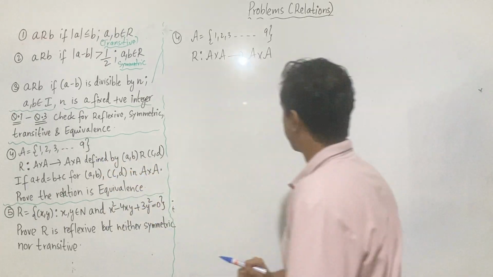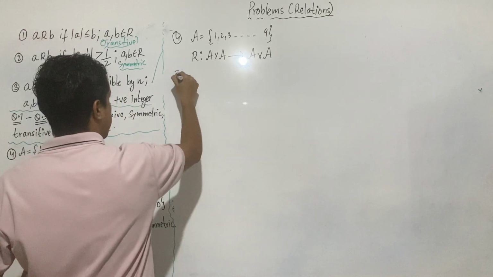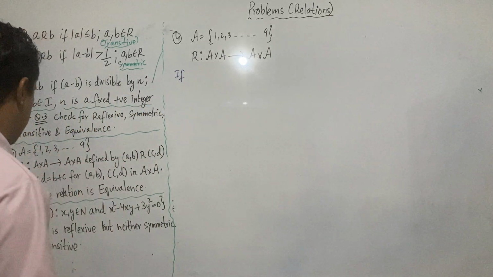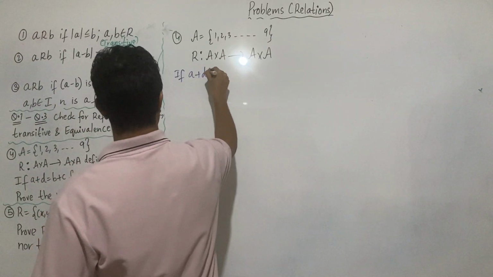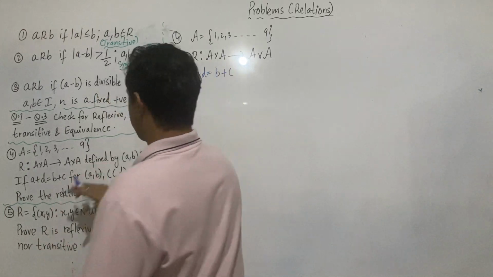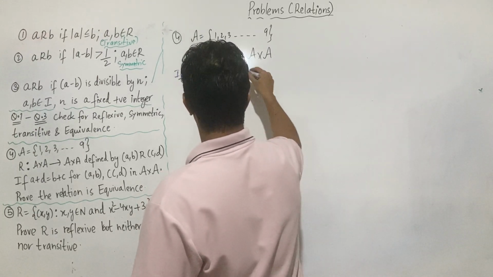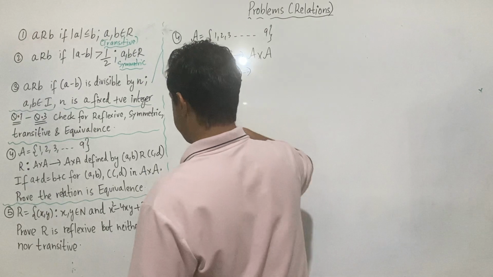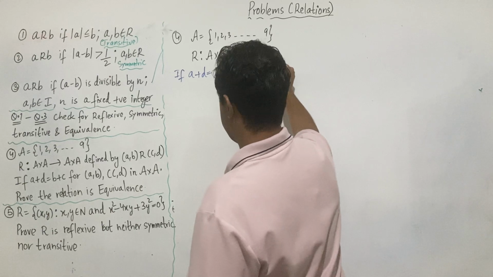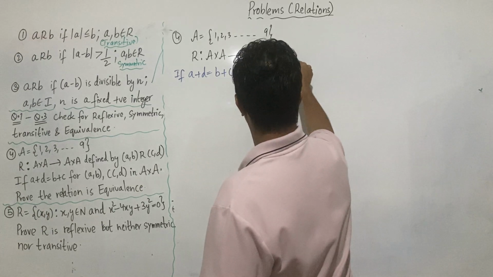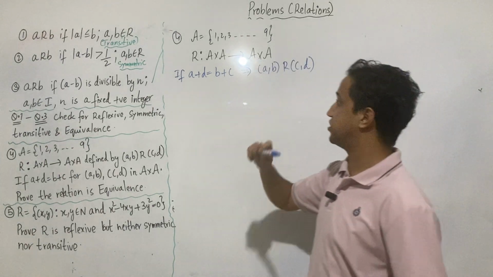And it says that I can write: if A plus D is equal to B plus C, because this is the condition, then if this thing happens, what does it mean? Then it means that A, B is related to C, D, right? So this is the condition given to you.